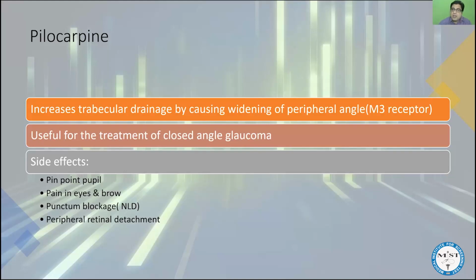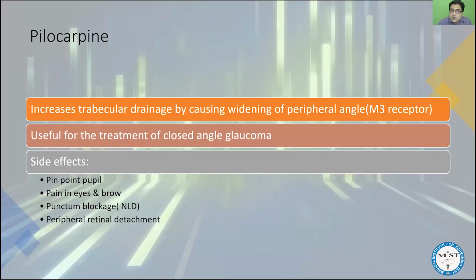Number four, this medicine will cause contraction of various muscles, and when these contractions of muscles take place in eyes, these muscles will also take away some retinal fibers along with it. So muscle contraction takes away some retinal fibers, so that will lead to retinal detachment, and this retinal detachment will take place in the peripheral part. We call it peripheral retinal detachment.